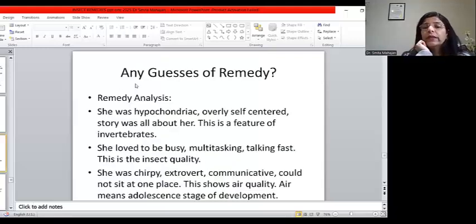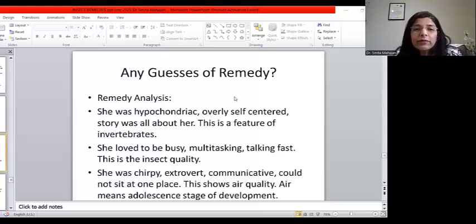So now, how do we analyze this case? Any guess for this? Formica rufa, butterfly? Yes. Good. Very good.